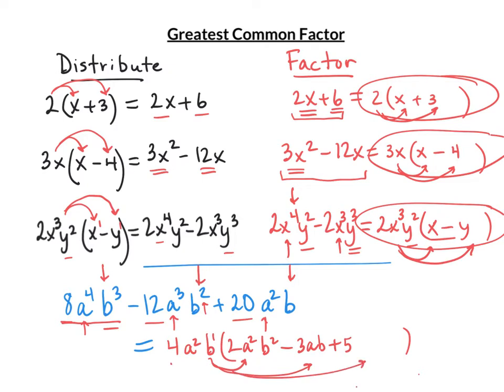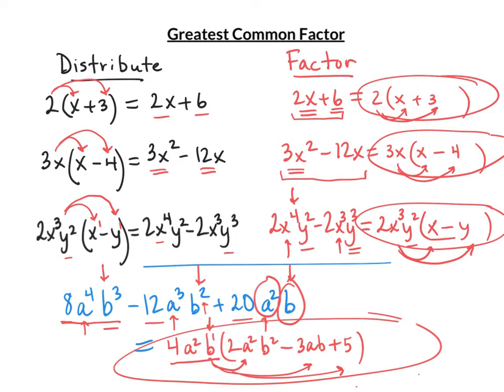When I take 4a squared b times this term, it has two a's in it, and notice I only need 2, so I don't need any more a's. And it has a single b in it, and I don't need any more b's to make just a b. This becomes my answer.